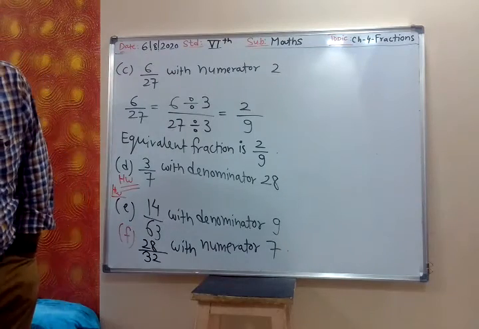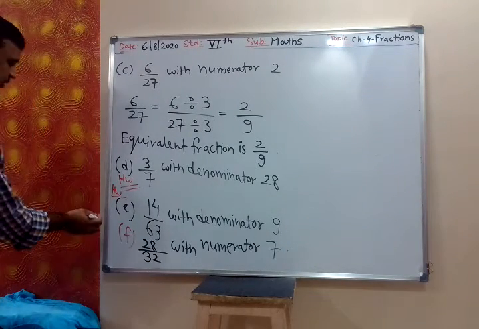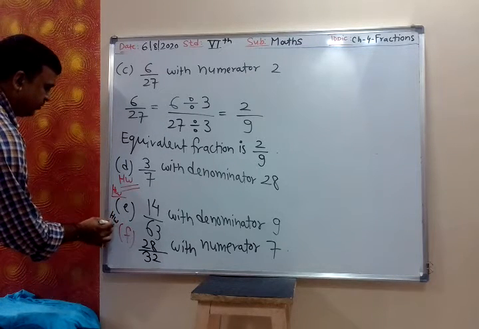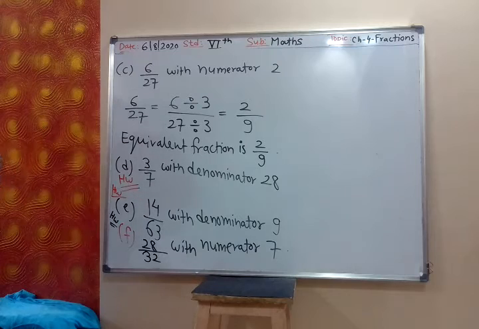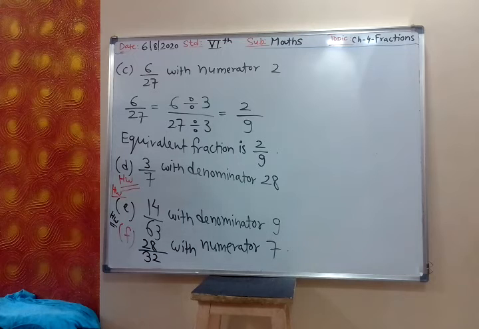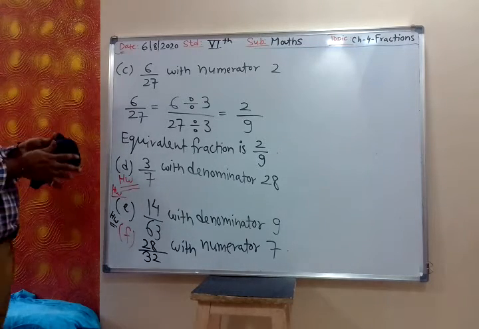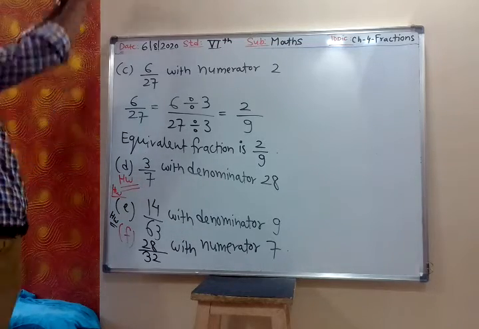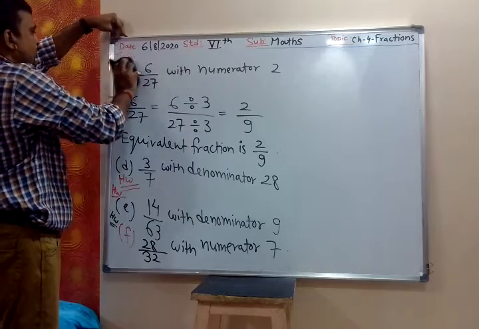28 upon 32 with numerator 7. F also homework. D, E, F are homework. Now let us solve the 8th one.